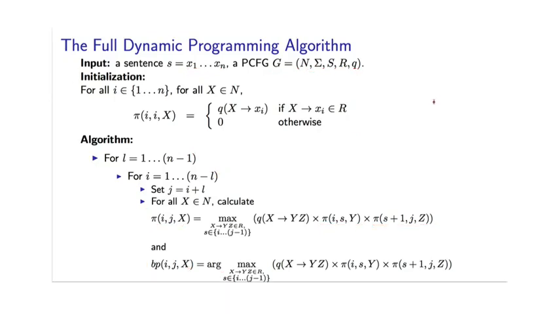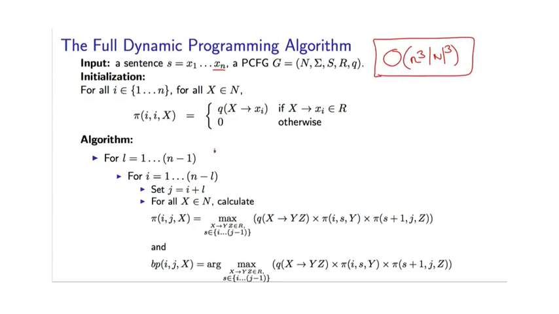So lastly, let's talk about the runtime, the time complexity of this algorithm. It's actually cubic in the number of words in the input sentence. Remember, n is the number of words. And it's also cubic in the number of non-terminals in the grammar. So this is the final runtime of this algorithm. Let me explain how we arrive at this number.